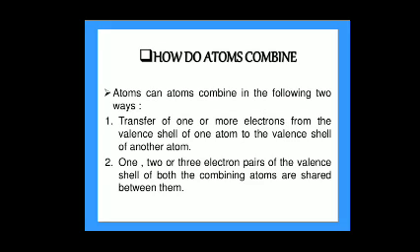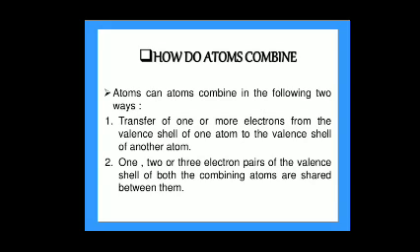Second one, one or two or three electron pairs of valency cells of both the combining atoms are shared between them. One is transfer of electrons between the atoms to form a stable electronic configuration of both atoms. Second one is mutual sharing of electrons between the atoms to form a stable electronic configuration in its valency cell. These two types of electron transfer between the atoms to get stable electronic configuration then form a chemical bond.